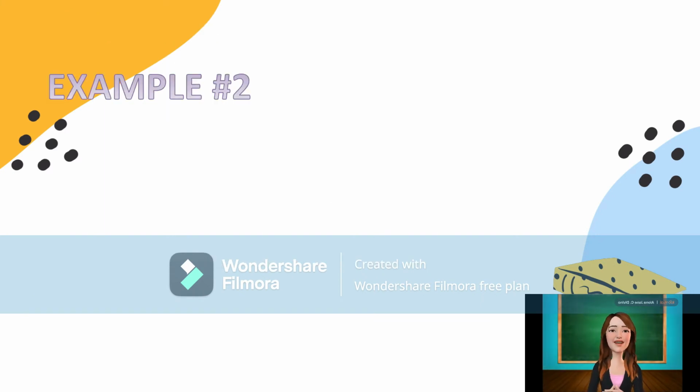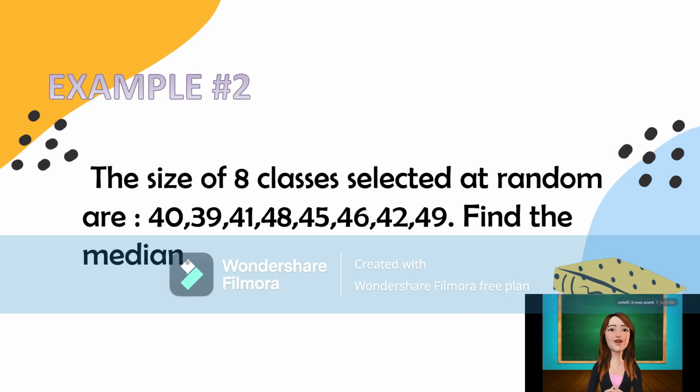Okay, let's have example number 2. Everybody read. The sizes of 8 classes selected at random are 40, 39, 41, 48, 45, 46, 42, 49. Find the median. So, what is the first rule again? Very good. We need to arrange the scores in ascending or descending order to find the middle value. So you can arrange the data in ascending order.